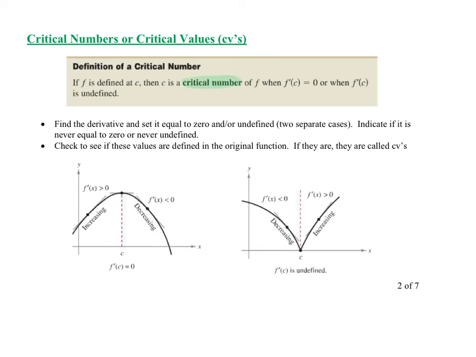So a critical number is the value c, an x value, where the derivative is equal to 0 or where the derivative is undefined. What's really important to note about this one is that the original function must be defined at that point for it to be a critical number. So make sure it's in the domain of the original function. How are we going to find these critical numbers? First thing you're going to do is set the derivative equal to 0 and or when it's undefined and solve the equation.